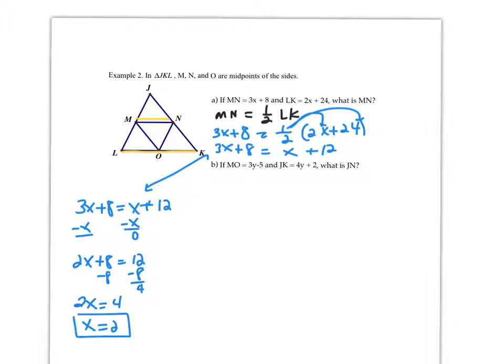Okay, now watch out because usually there's a follow-up question. So we solved for x, but we have to find MN. Now remember that MN was equal to 3x plus 8. We just found that x was equal to 2. So plug 2 back in. 3 times 2 equals 6. 6 plus 8 equals 14.